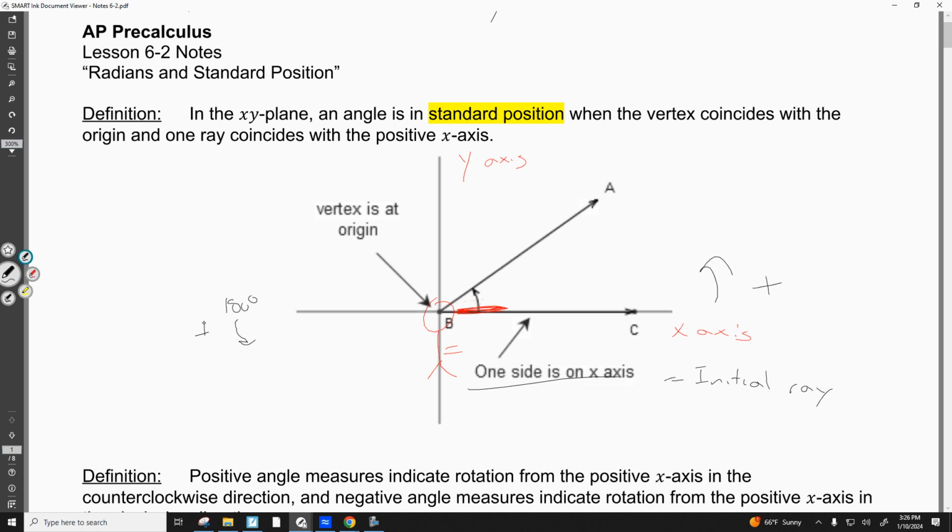I could keep going around. This angle, what would that be? Yeah, it's the same location as 0, only my arm has gone all the way around. That's 360. Okay? This is a standard position of an angle.